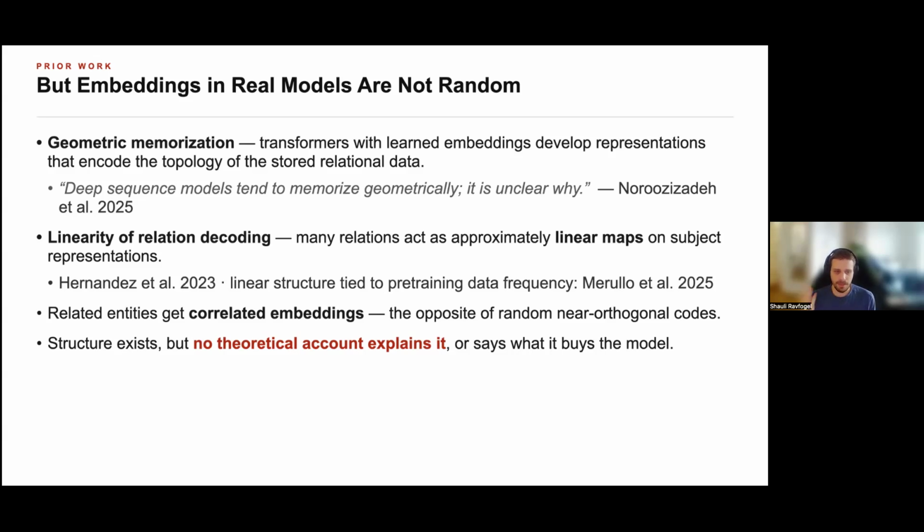So empirically, embeddings are correlated. They are not nearly orthogonal. And our goal in this paper is to propose one possible account for this situation with trainable embeddings. Any questions so far?